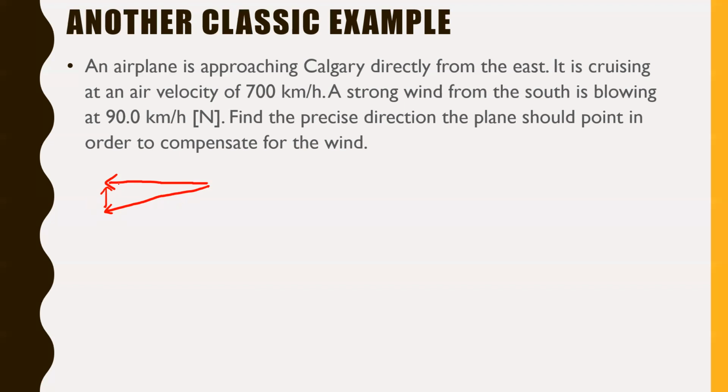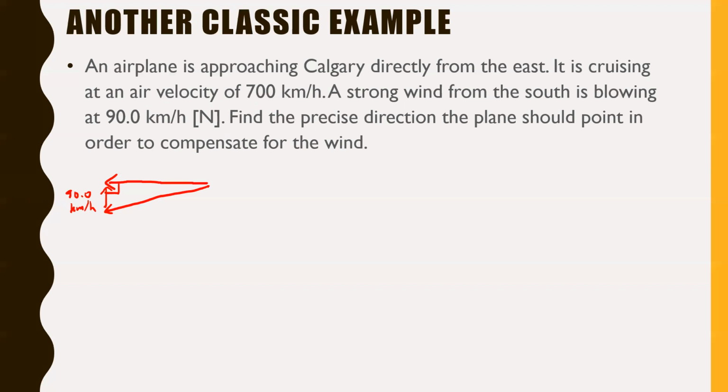And I want you to notice your right angle is right up here in the corner. Now, let's fill in the numbers we know. I think the obvious number that we know is the wind from the south, 90.0 kilometers per hour. That one's clear. The one that might confuse people, though, is this cruising at an air velocity of 700 kilometers an hour.